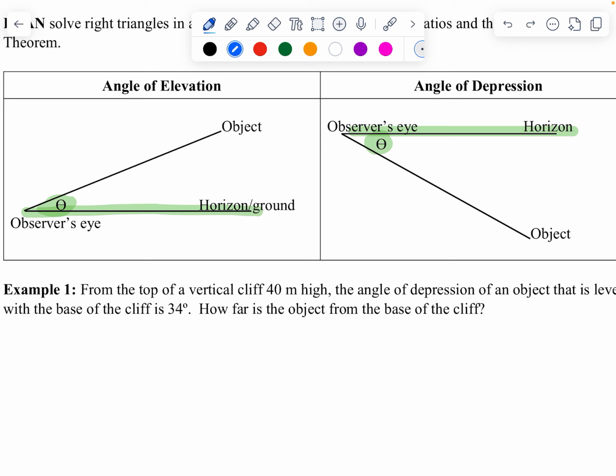Now, angles of elevation. Elevation, I think of mountains. Mountains are tall, high elevation, which means angles of elevation are angles that go up from the horizon. If you have an angle of depression, you're down in the dumps, you're depressed, you're going down from the horizon. So elevation goes up from the horizon, angles of depression go down from the horizon. If you remember that much, you're going to be golden for all of these setups.